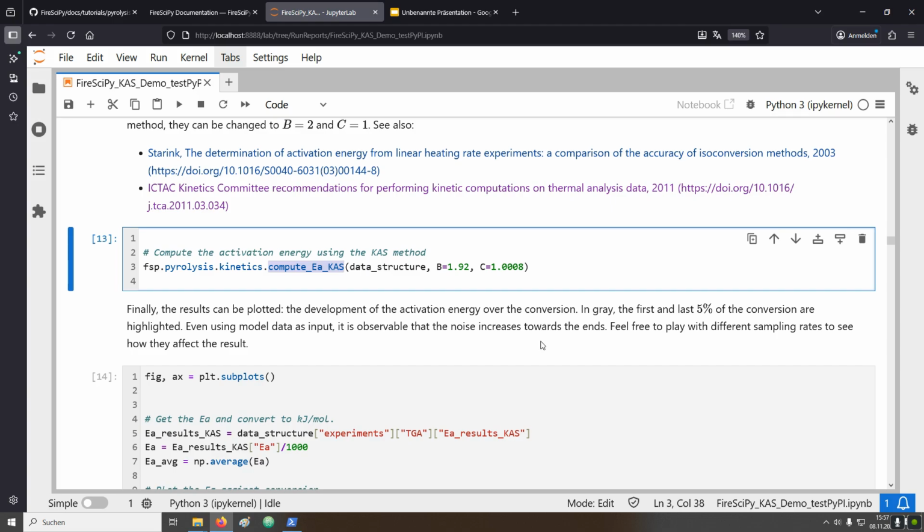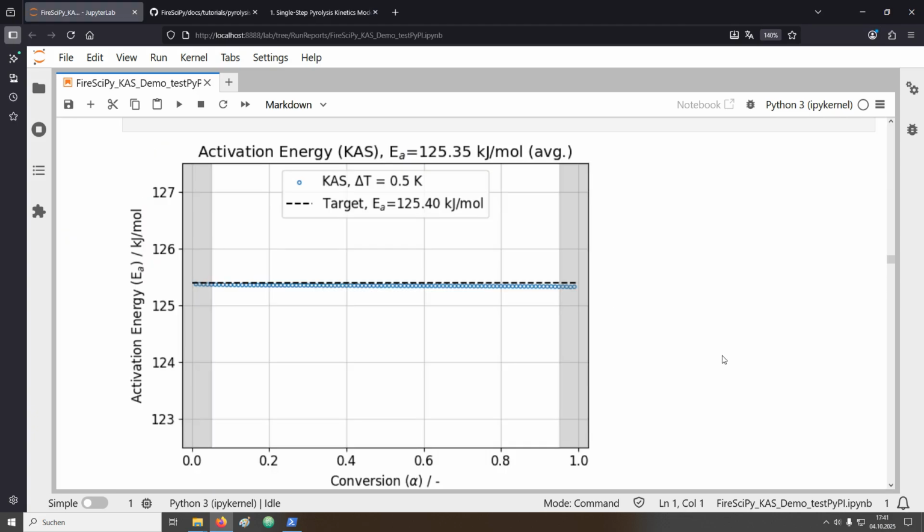Now let's compute the apparent activation energy using the Kissinger-Akahira-Sunose method. By default, FireSciPy uses parameter values for B and C from the Starink improvement. Again, the data structure needs to be provided to obtain the input data from the previous step and also store the output. Alright, let's have a look at the results.